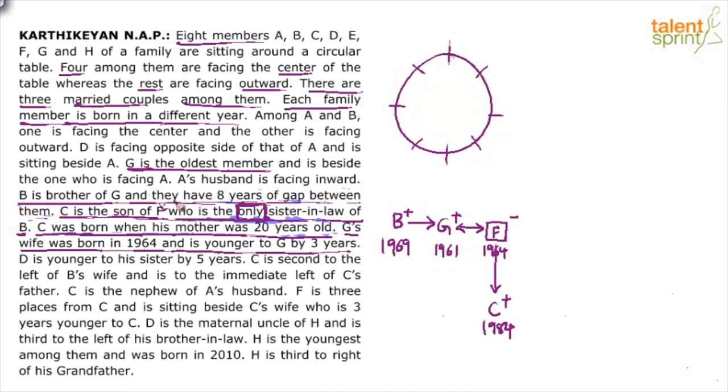B is the brother of G. They have 8 years of gap between them. C is the son of F, who is the only sister-in-law of B. C was born when the mother was 20 years old. G's wife was born in 1964 and is younger to G by 3 years. Right?